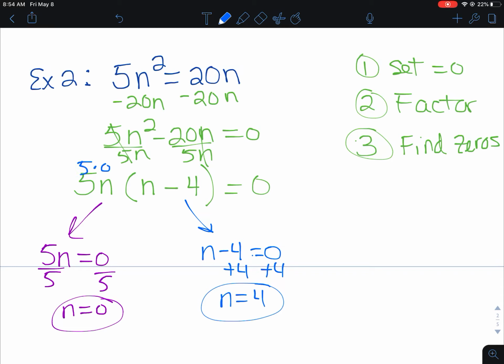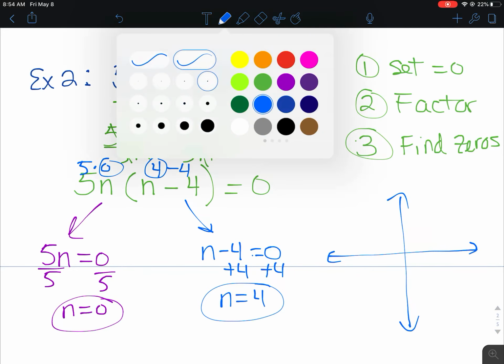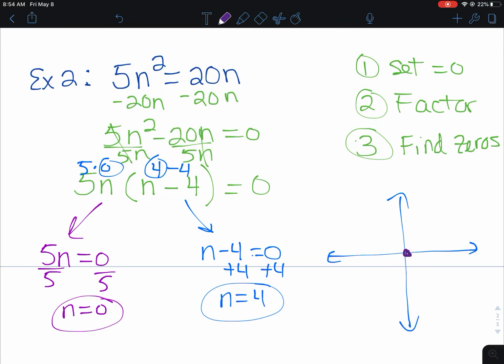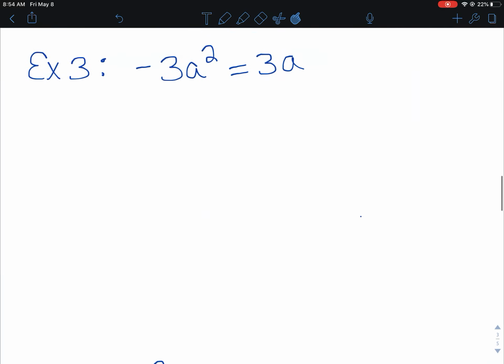Again, you might be able to do this in your head. 5 times 0 should equal 0, and 4 minus 4 should equal 0. So those are the two values that I want, right? So graphing that, we are going to have a point at 0 and a point at 4. And again, 5 is positive, so I know this graph is going to go up. Okay, simple as that.